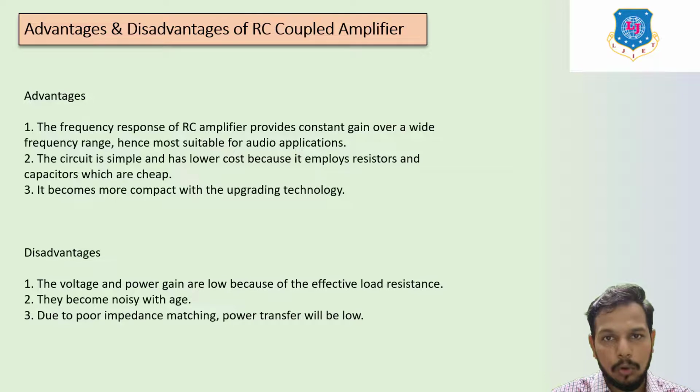Because at low frequency, that means less than 50 hertz, it has lower gain. After that, in the range 50 hertz to 20 kilohertz, it provides a fixed and constant gain, which is very large. Thereafter, above 20 kilohertz, it decreases. So it provides constant gain over a wide range of frequency.